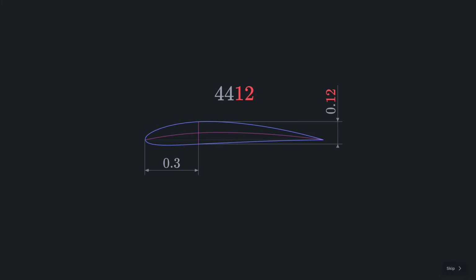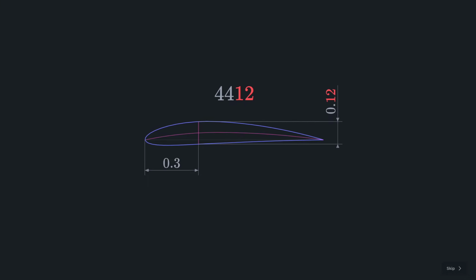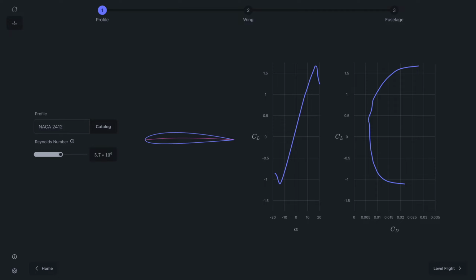While the last two digits describe max thickness of the airfoil. For 4 series NACA airfoils, it just so happens to be at 30% of the chord. Now, let's choose our airfoil.